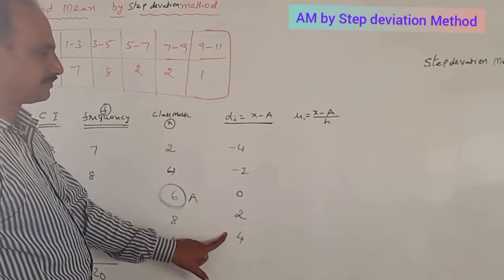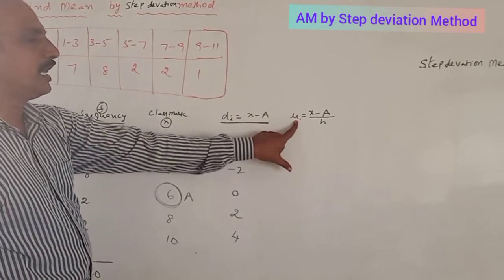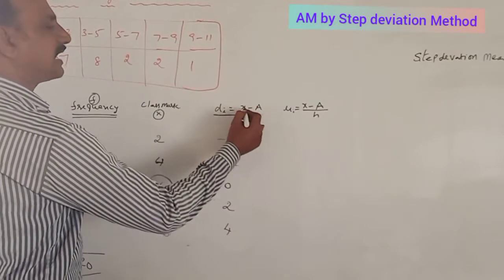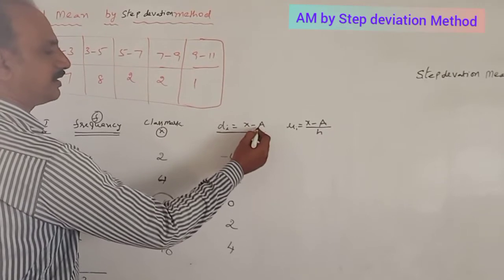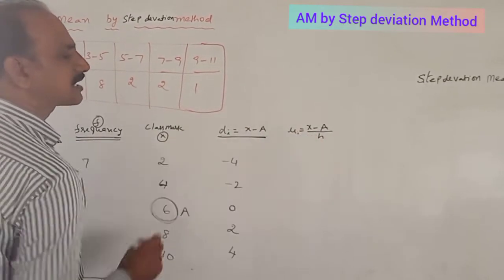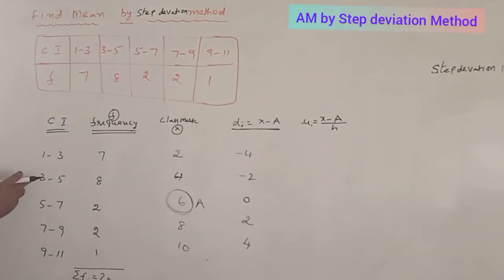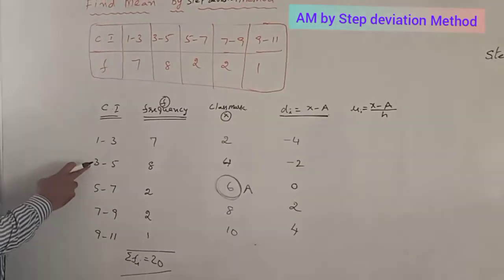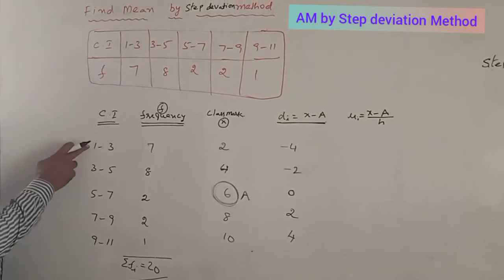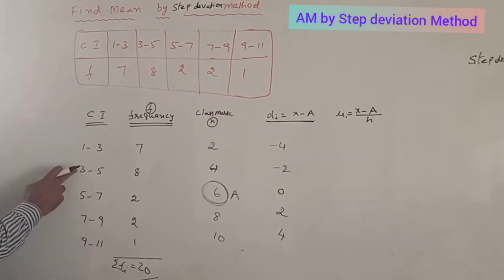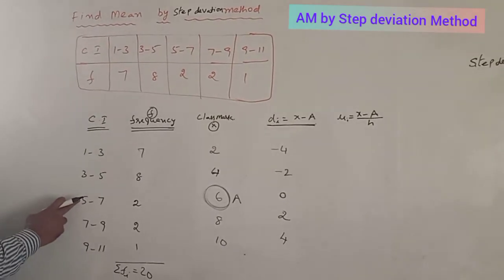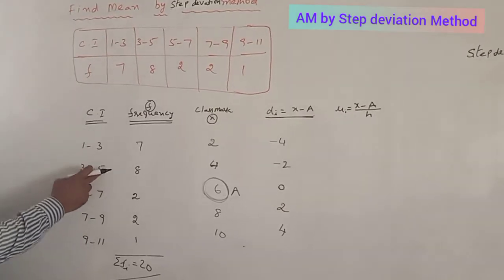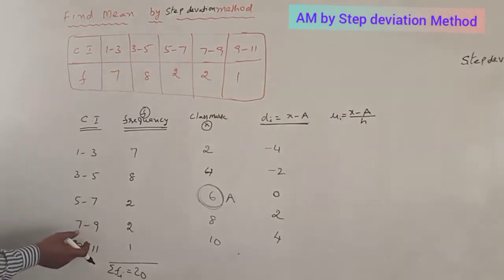That is the di. And the next column, ui equal to x minus a by h. What is x? x is the class mark. x minus a is already found here, divided by h. h means class size. How to find the class size? The difference between the lower limits or upper limits of any two consecutive classes is called the class size. 3 minus 1, 2. 5 minus 3, 2. 7 minus 5, 2. 9 minus 7, 2. So the class size is 2.